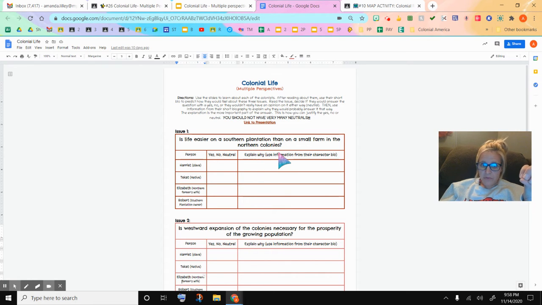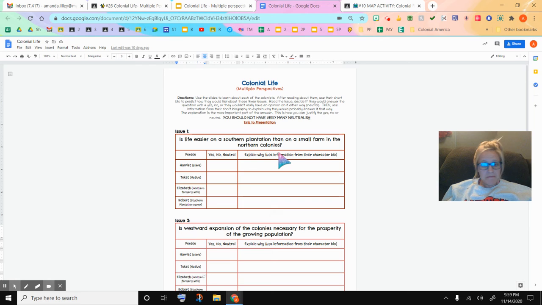So I'm going to go through issue 1, where the question is just, is life easier on a southern plantation than on a small farm in the northern colonies? If someone came up to Harriet and asked that question, you are predicting what you think she would say, and then you're just going to give me your rationale or reason why you think she would respond that way. So, is life easier on a southern plantation?